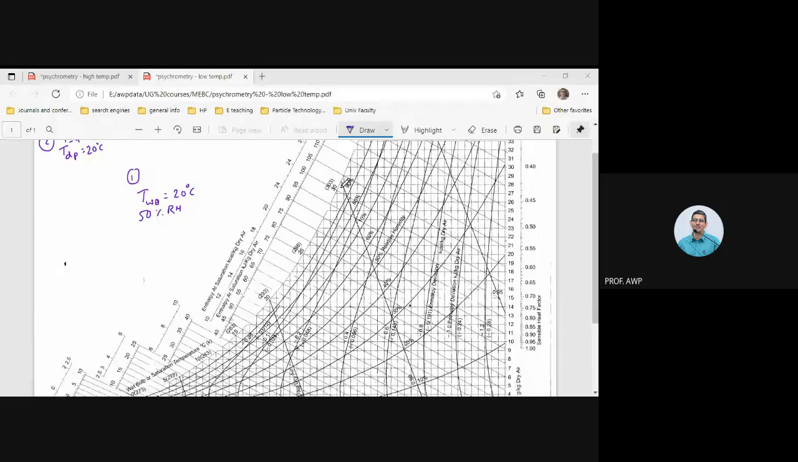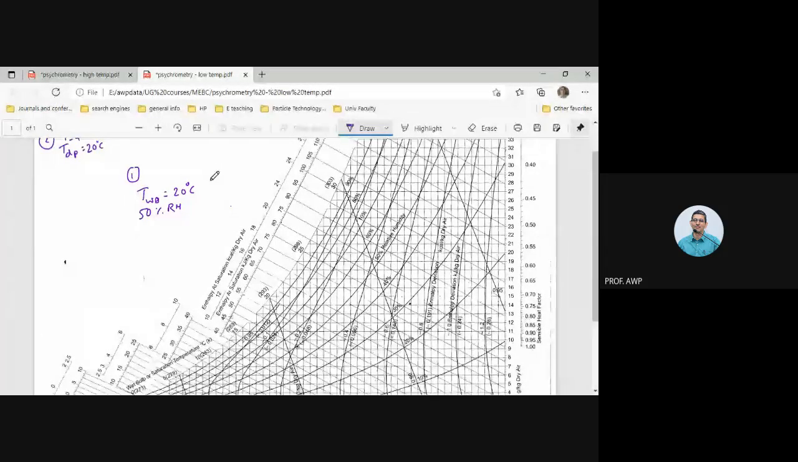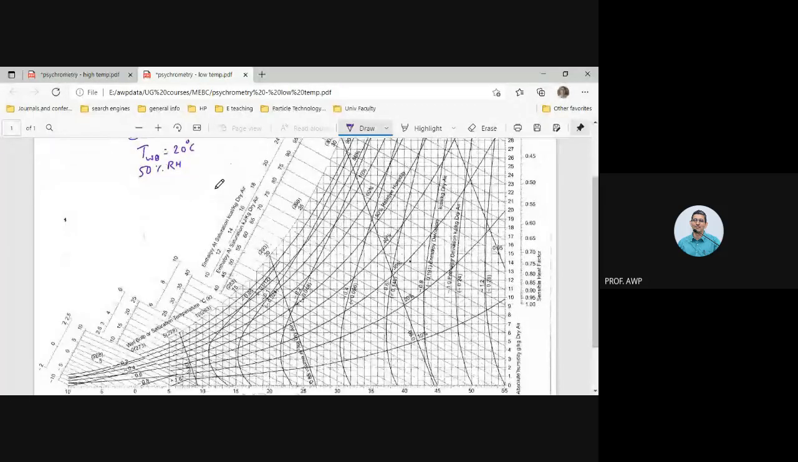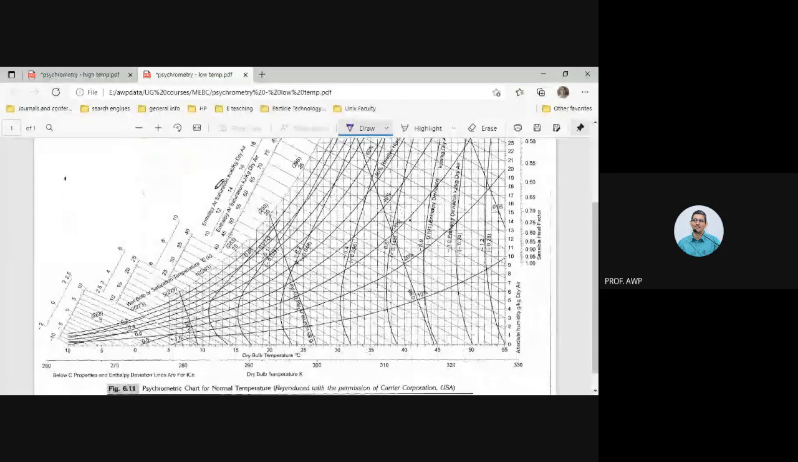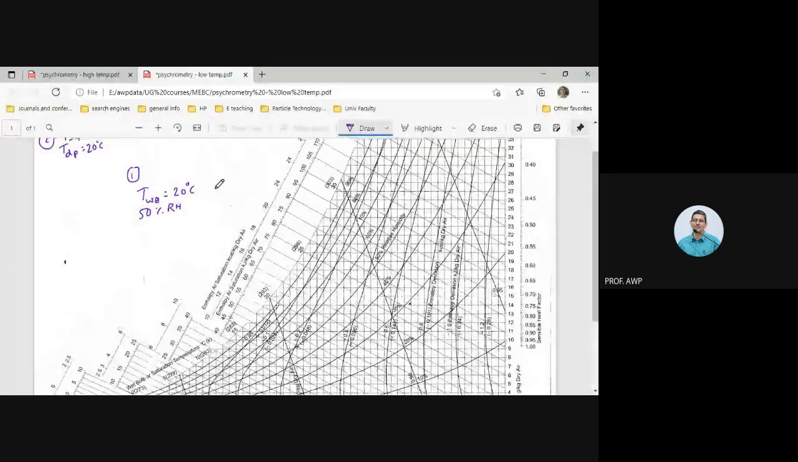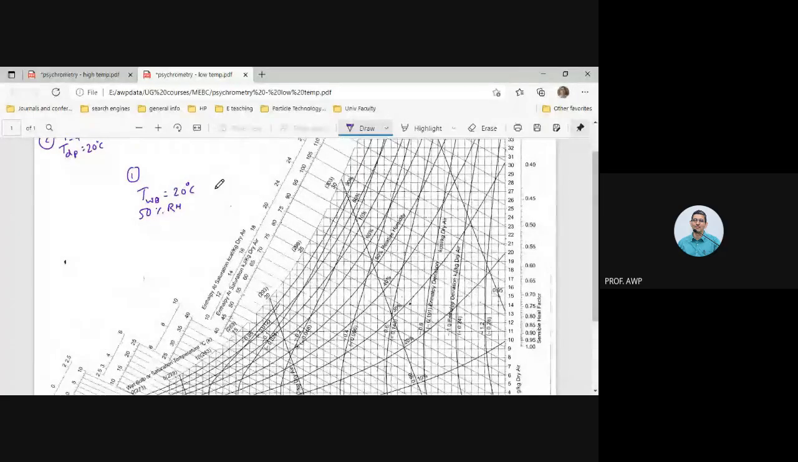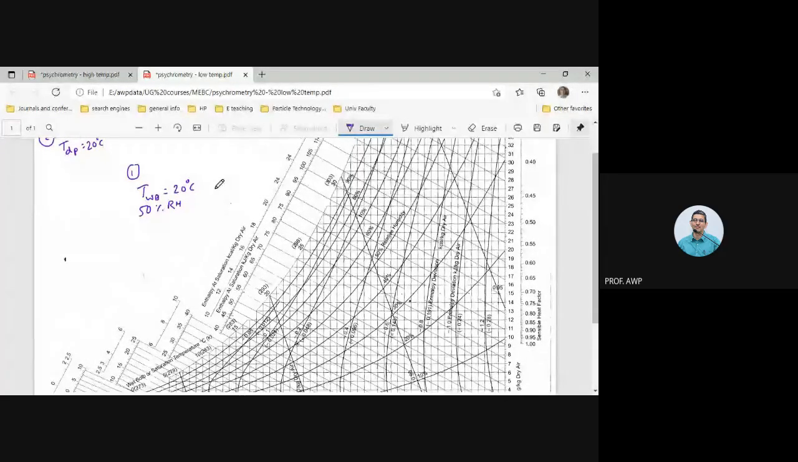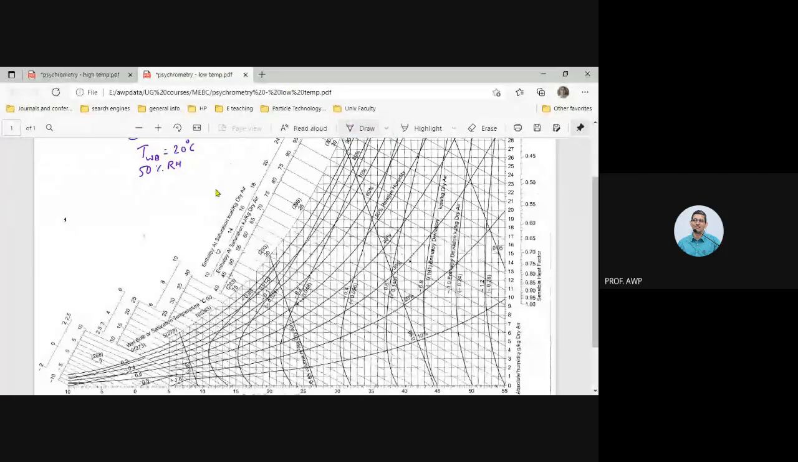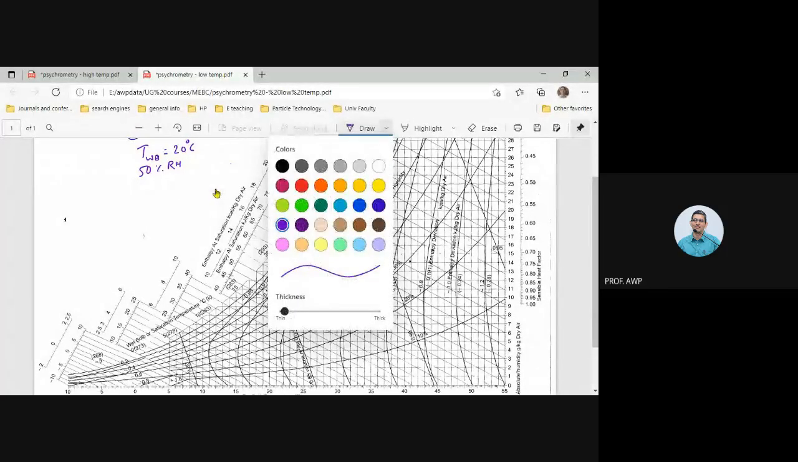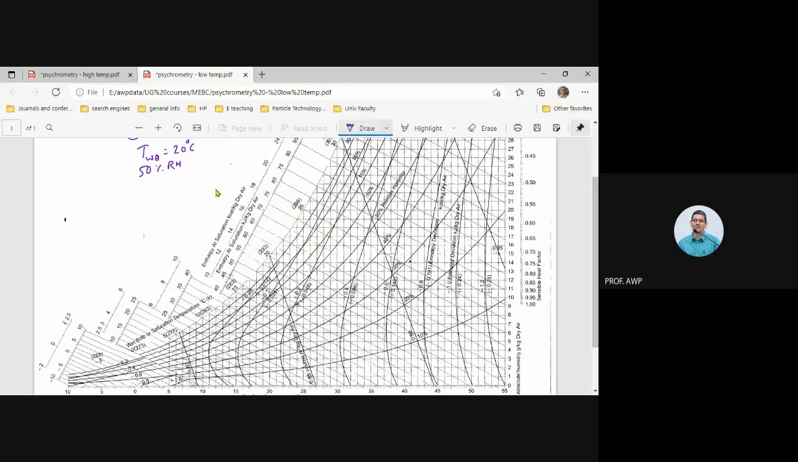So what does the first one say? Wet bulb temperature is 20 degrees centigrade and 50% RH. Can you identify the 20 degree centigrade wet bulb temperature line on this humidity chart? Are you able to see the humidity chart on the screen? Yes, sir. Right. So where is the 20 degree centigrade wet bulb temperature line? Can you tell? Ankush, say something. Yes, sir. Can you tell me where the 50% RH line is?